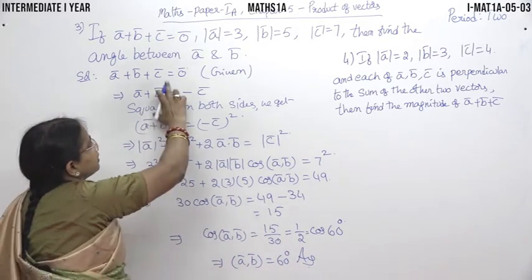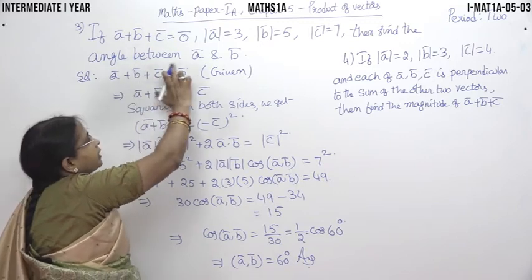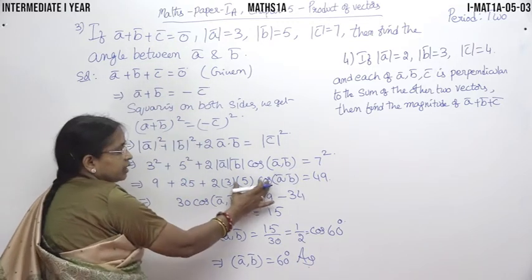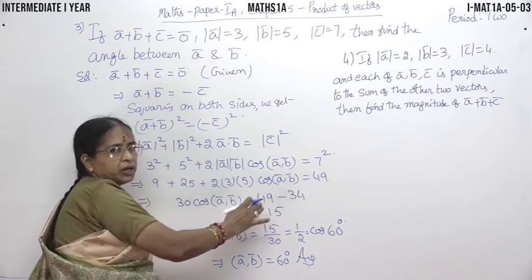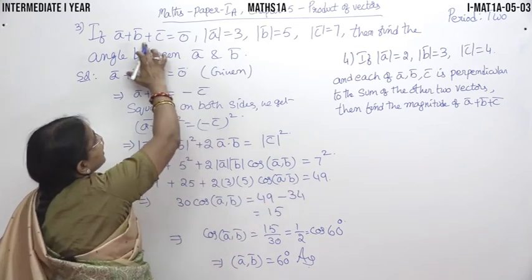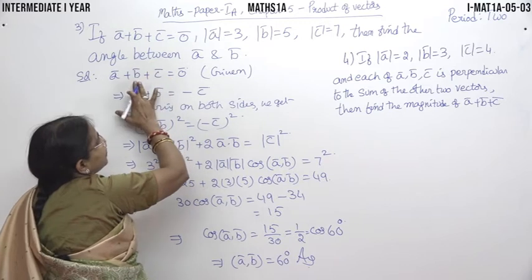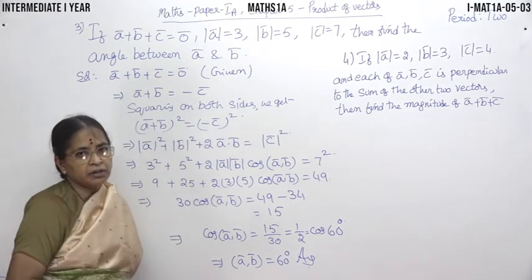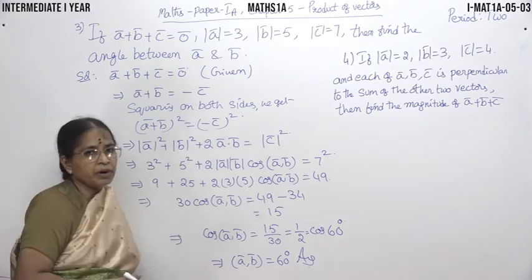So you are asked to find the angle between A and B, so you will retain A and B so that you will get this cos AB formula here. If you are asked to find the angle between B and C, then B and C you will retain here, A you will take that side, and according to the question you will solve the problem.